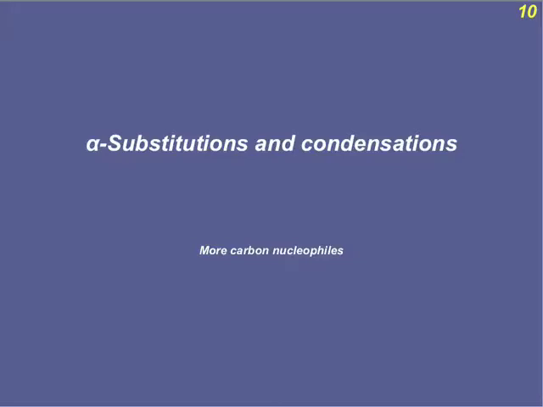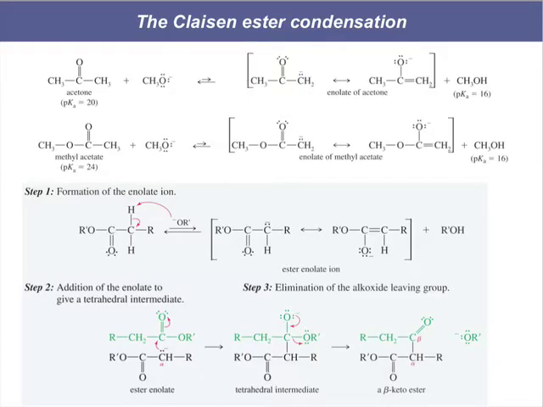For part 2 of lecture 10, we're going to call this lecture 10b. We're going to look at more alpha substitutions and condensations. The first reaction that we should look at is the Claisen ester condensation.